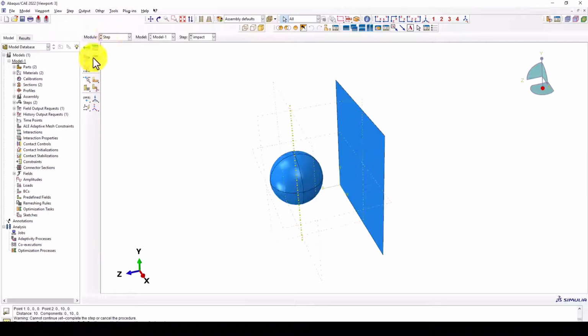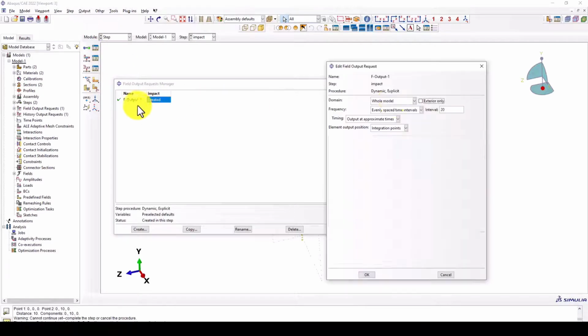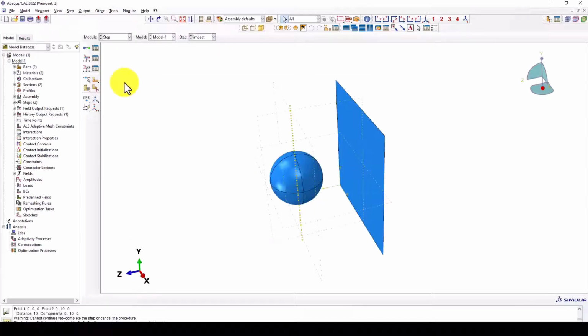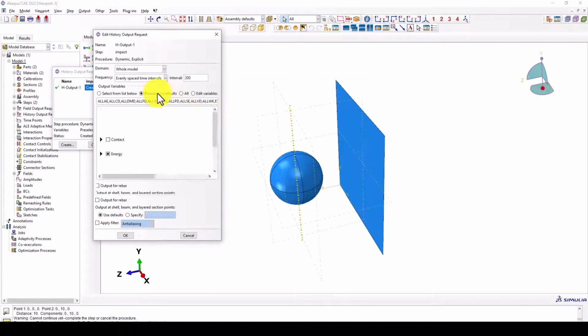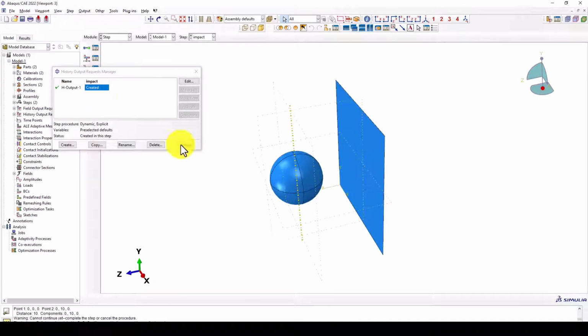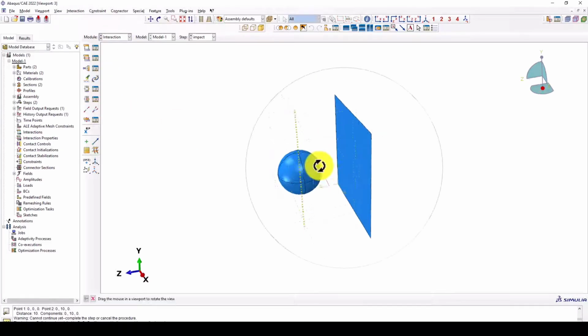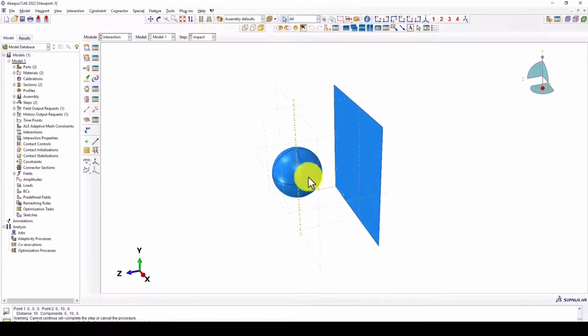So for the ball, we have two possibilities: we can model the ball as a deformable body, or we can model it as an analytical rigid body, which is not deformable. If deformation of the ball is not important, using a rigid body can significantly reduce computational cost because we don't consider deformation in a rigid body. So this is an important concept.